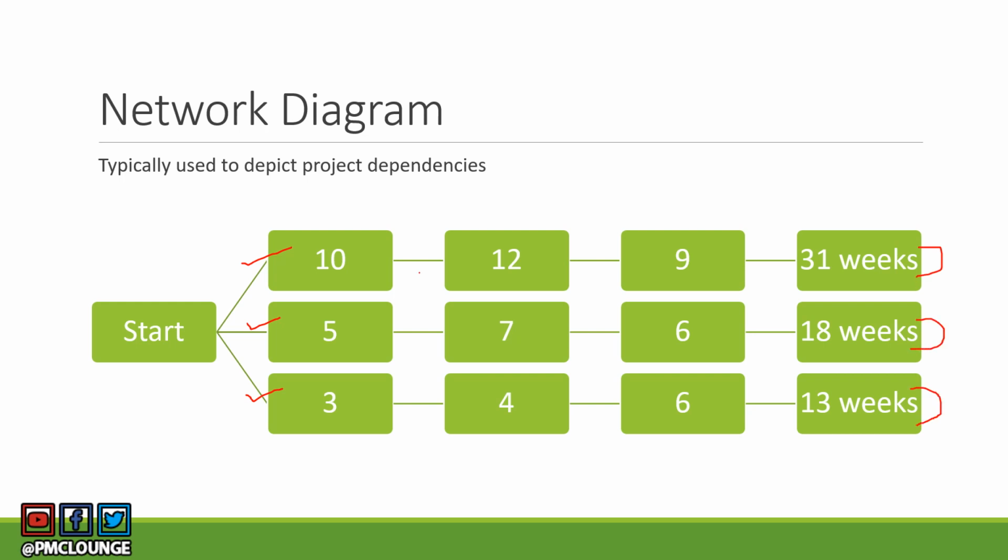And these are the sub activities of the larger activity, right? Let's say requirements baseline is something which is going to take 31 weeks. Then these are the sub activities that you need to spend time on to complete the entire requirements baseline activity. So this is how a network diagram looks.